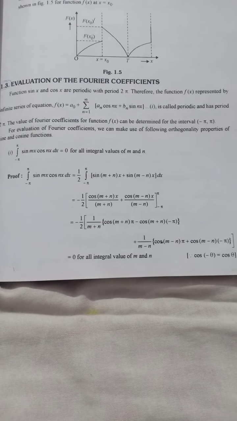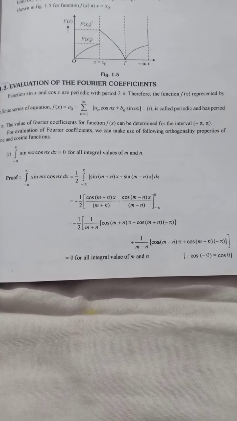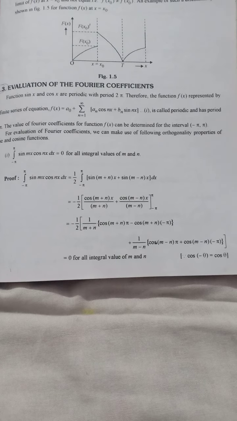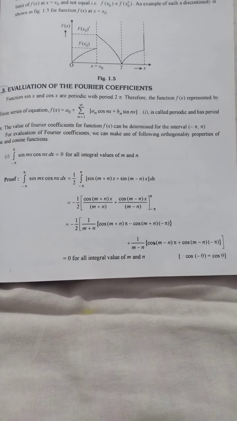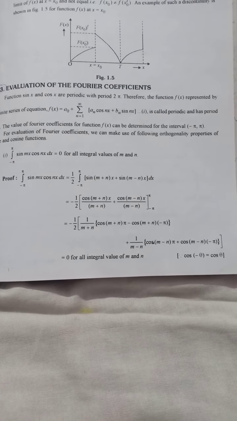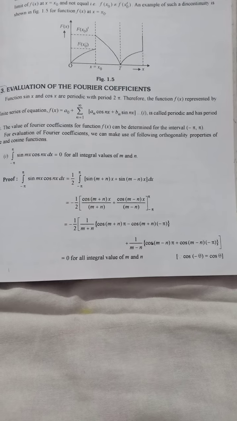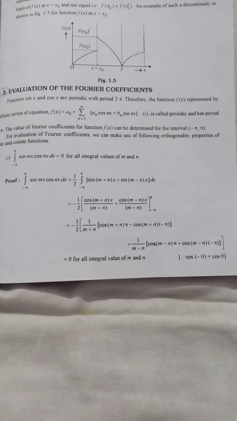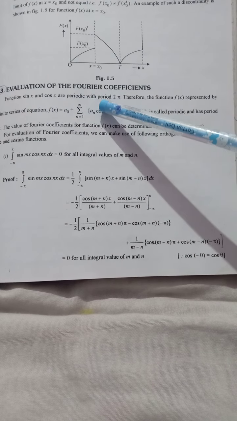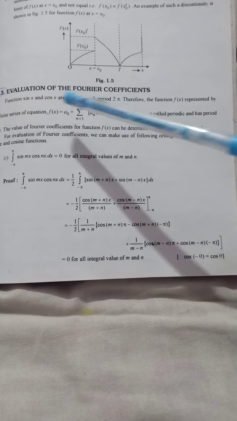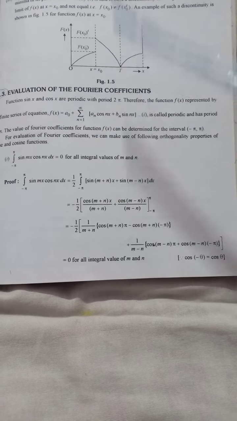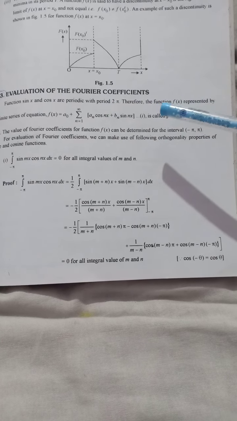Dear students, today's topic of discussion is the evaluation of the Fourier coefficients. That is, now we evaluate the coefficients a0, a1, a2, a3 up to an, b1, b2, b3 up to bn. We know that the functions sin x and cos x are periodic with period 2 pi, that is, from minus pi to plus pi. The period is 2 pi.